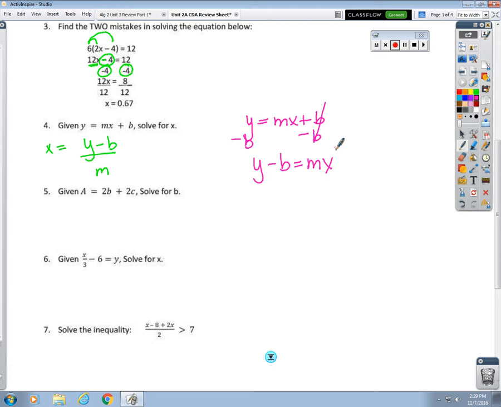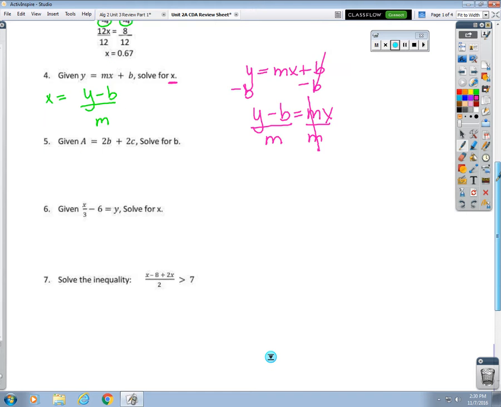So now to isolate the x, what do you do on both sides? Correct, divide by m, which is the property of equality for division. And so those cancel out, and you're left with y minus b over m equals x. Isn't x by itself? Yes. What property says that instead of writing it like this, I can write it x equals y minus b over m? Symmetric.